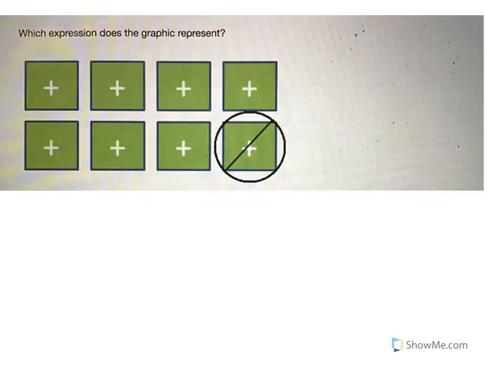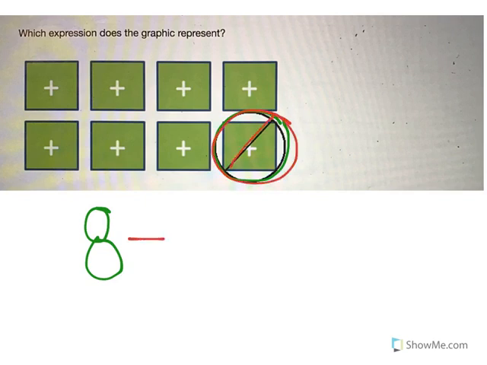All right, so let's go to this problem. So on this, we have 8 positive blocks. So I'm going to write +8. And then, of course, we have the circle here. Do it in different colors, might be a little easier to see. And we're taking away one of them. We're going to take away a +1.